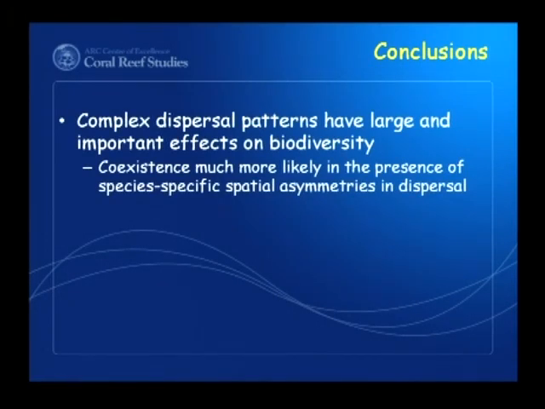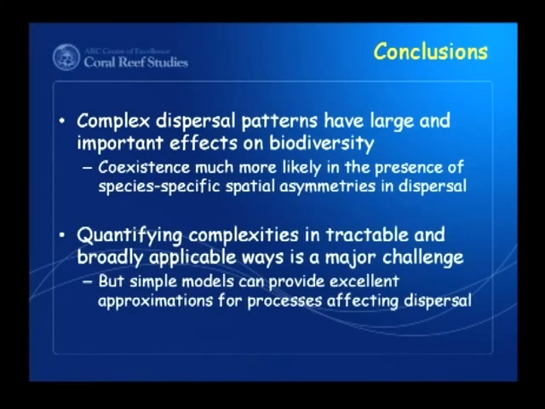Basically, I want you to take two messages from this talk. One is that complex patterns of dispersal have quite large and important effects on biodiversity, and in particular, the maintenance of biodiversity or the coexistence of species that compete for space is a lot more likely when there are spatial asymmetries in dispersal that differ among species, and this is not something that was accounted for in competition theory really before this year.